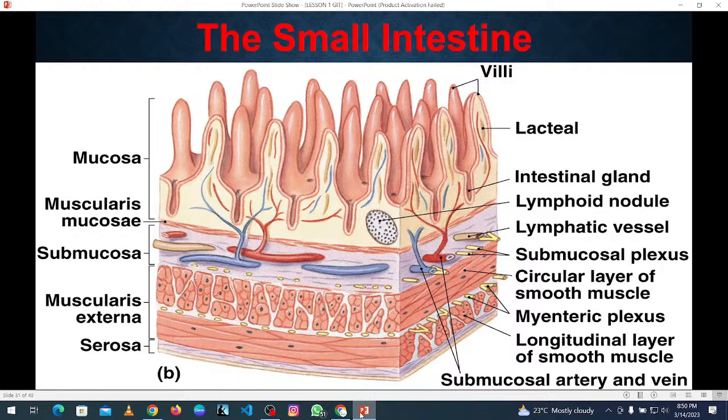So this is the small intestine, and we saw the parts of, and in the stomach, we saw that when you cut it, it has layers. We saw 4 layers in the stomach. It's the same for the small intestine. We have 4 layers. That is the mucosa or the mucosal. We have the submucosa or the submucosal. We have the muscle layer, muscularis externa. That's the muscle layer.